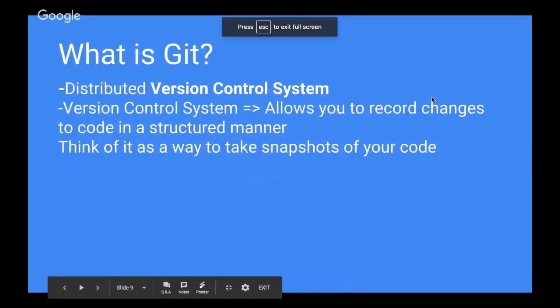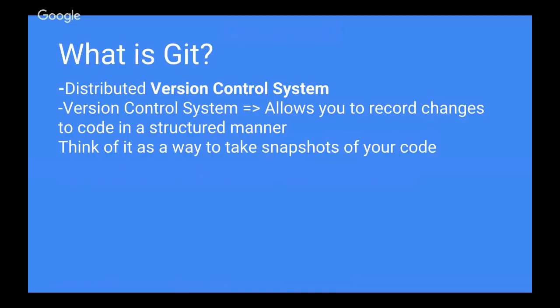So what is Git to begin with? The textbook definition is that it's a distributed version control system, but that's not super helpful. So let's try to break it down. Let's focus specifically on the version control system. So here's the way to think about it.